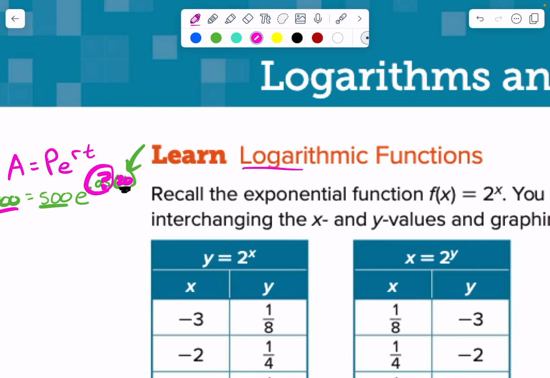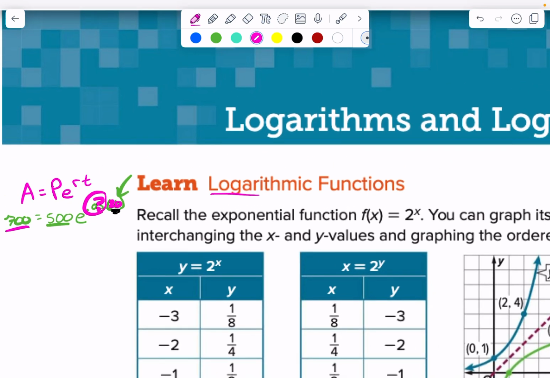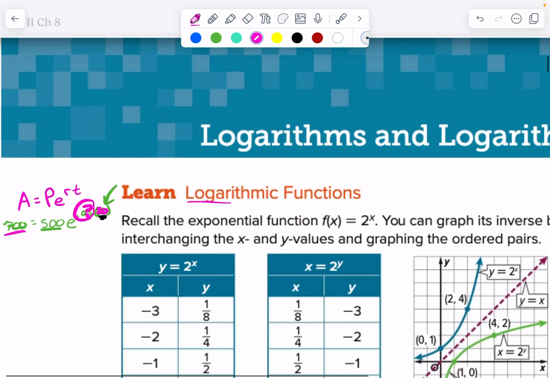There are many other things that logs are used for, like the Richter scale when you're dealing with magnitudes of earthquakes, or when they're talking about intensity of power or things like that. Those are also applications of logarithms, but this was just one example that we will see later on in the chapter.